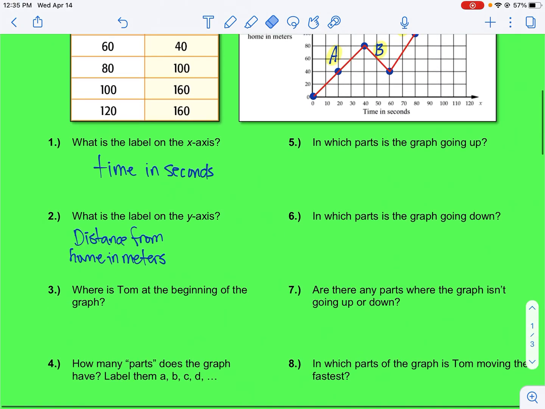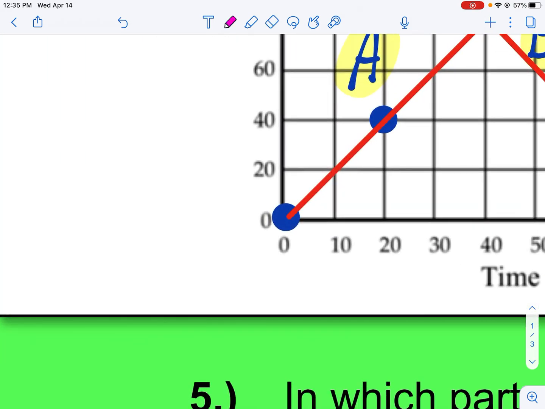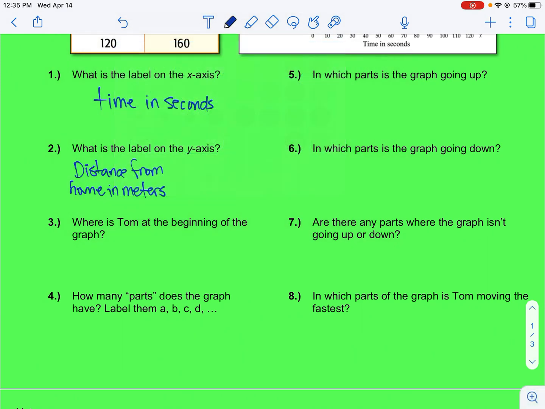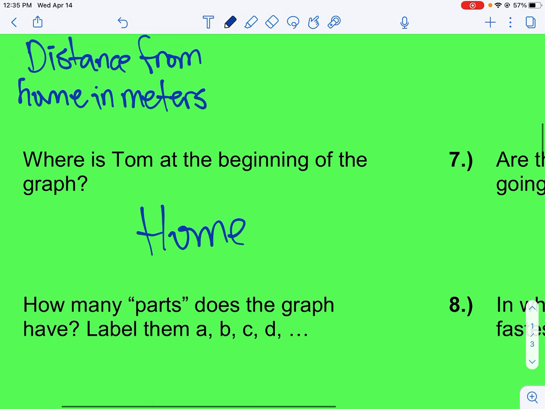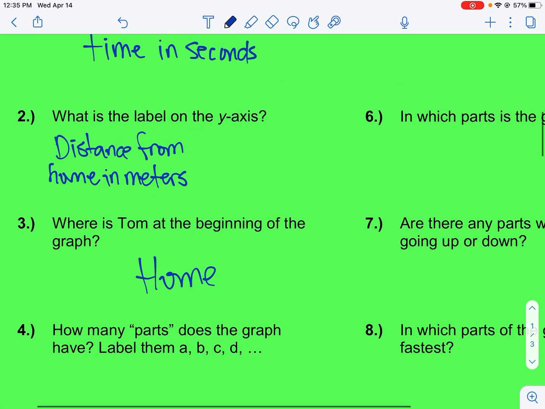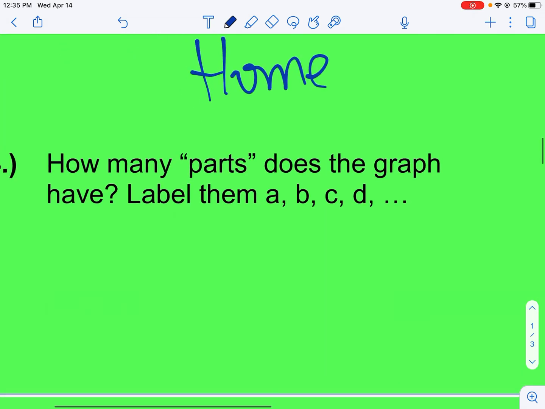Question number 3 says, where is Tom at the beginning of the graph? So right here, he would be at home. How many parts does the graph have? And label them A, B, C, and D. I've already done this. We have A, B, C, and D, so there are 4 parts.